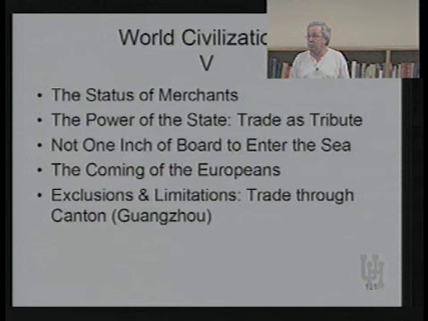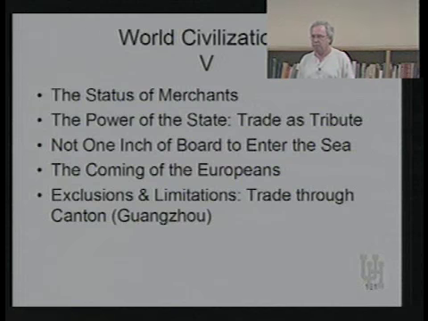When the Europeans begin arriving in the 1500s, the Chinese do everything they can to exclude and limit European trade. They limit European trade through one port, what the Europeans call Canton, what is in fact the Chinese port of Guangzhou.